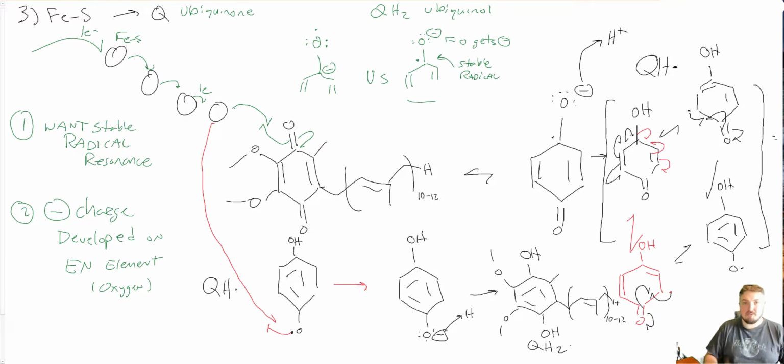When we're dropping electrons one at a time from the iron-sulfur relay, we're going to drop them first to form the QH radical, which is kind of here in the middle, and then we're going to drop the second one onto the QH radical to form the QH2 reduced cofactor here. QH2 versus QH versus our original ubiquinone Q. So Q, QH, QH2.